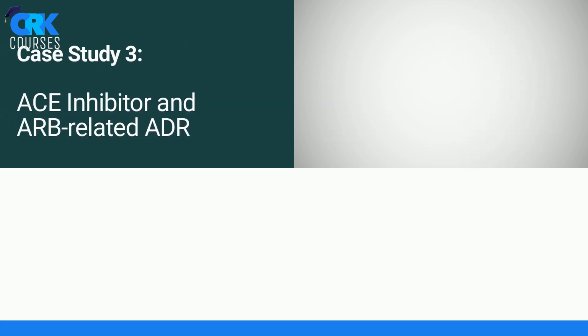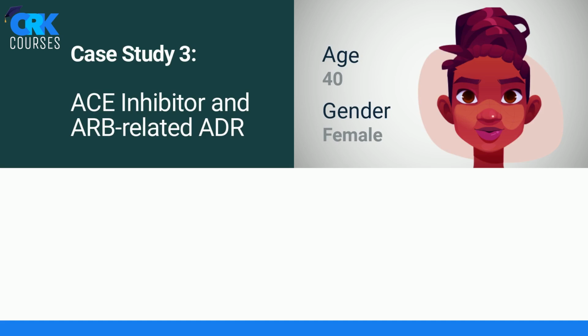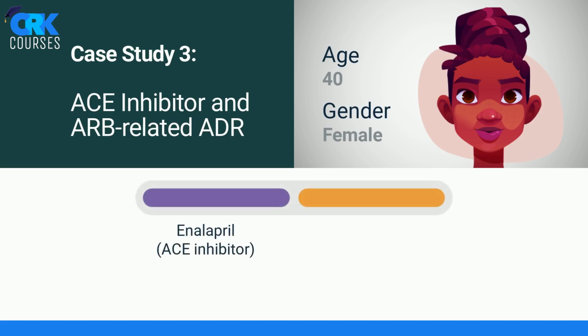Our third case study involves Ms. Nuwati, a 40-year-old female with newly diagnosed hypertension who started taking enalapril, an ACE inhibitor. She develops a persistent dry cough a few weeks after starting enalapril. The healthcare provider identifies dry cough as a common side effect of ACE inhibitors.